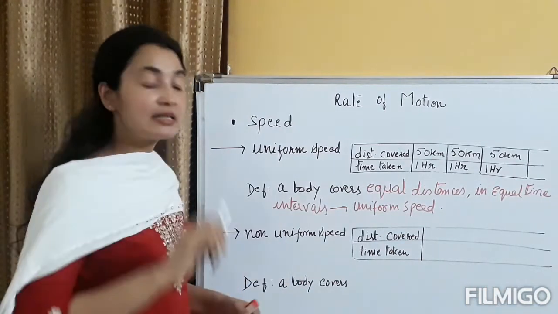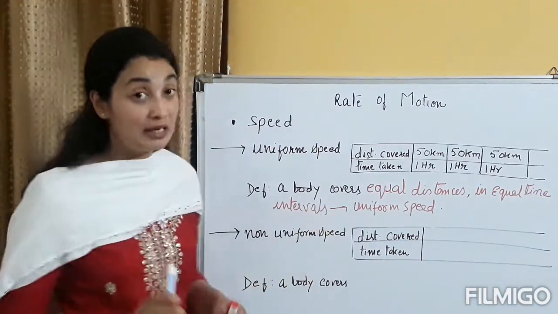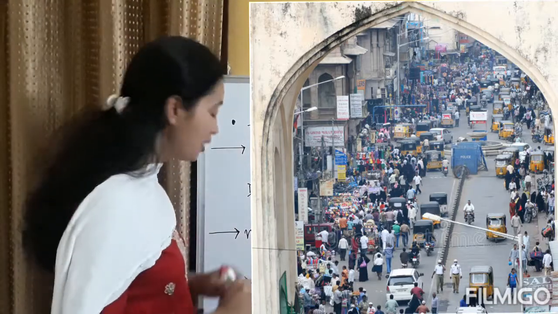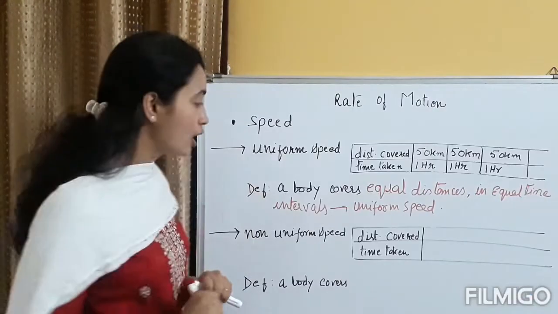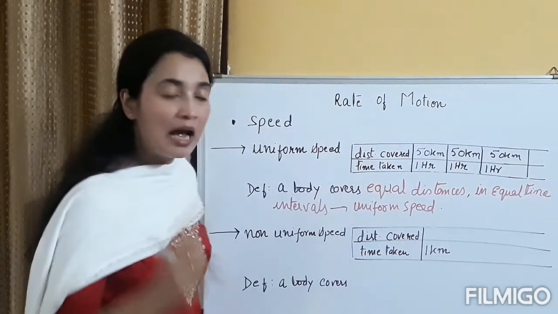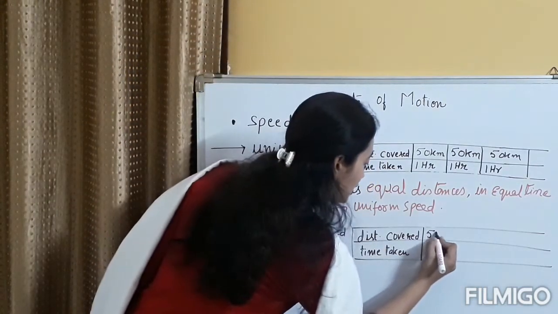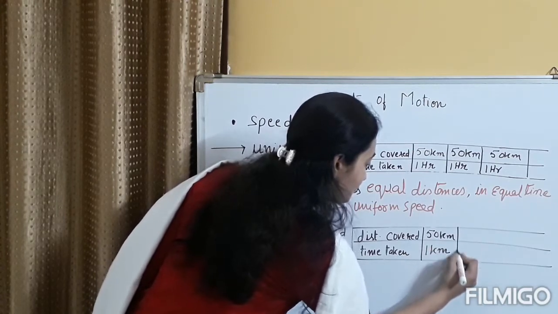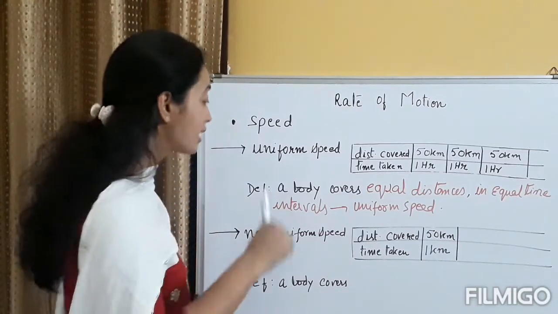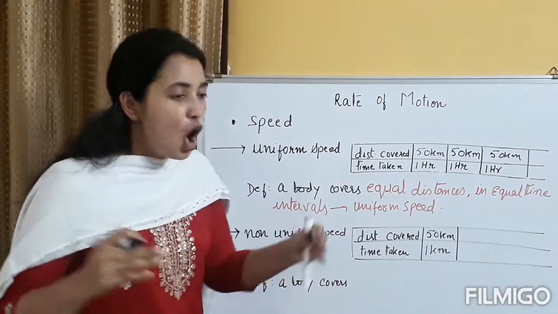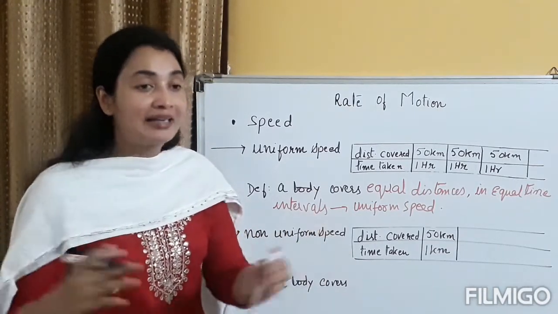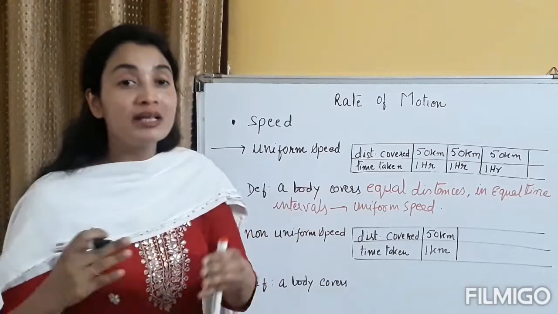Then let us consider the second situation, non-uniform speed, the actual scene of our roads, which we come across in our day-to-day life. So you started at 9 o'clock. In the first 1 hour, luckily you got clear road and you were able to cover 50 kilometers. Then after 1 hour, that is 10 to 11, you are keeping track of distance. But you can see all of a sudden the office time has started and so many vehicles are gathering. The vehicles are increasing on the road.